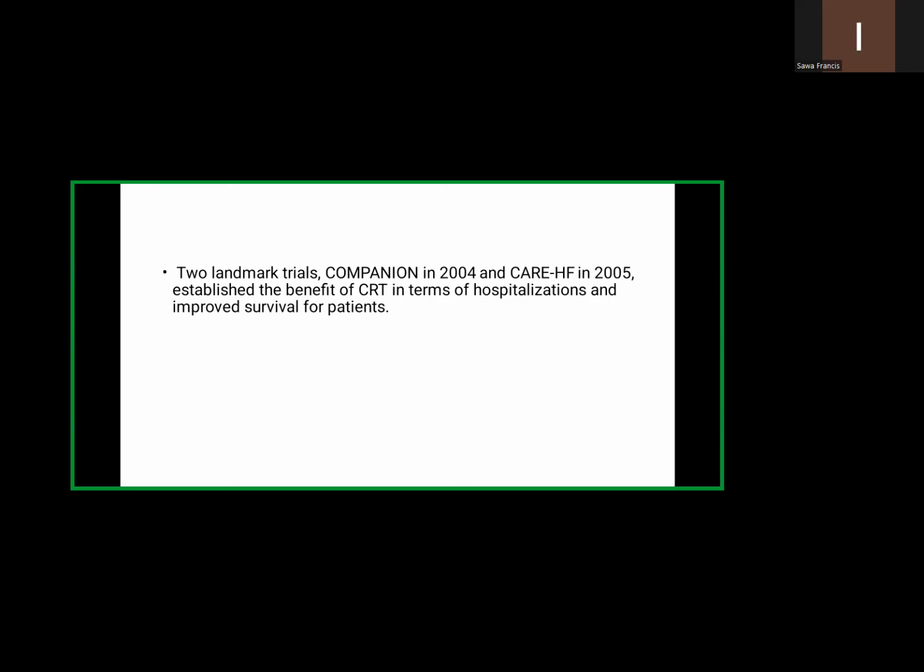But what the COMPANION trial did is to group the patients into three: patients who received optimal medical therapy, patients who received CRT-P, and patients who received CRT-D, that's a combined CRT and an ICD. These patients were followed up over time. I can't remember how long, but patients who had a CRT-D had improved survival and less hospitalization than those who had CRT-P, and more than those who had just optimal medical therapy, that's guideline-directed medical therapy, as at that time.